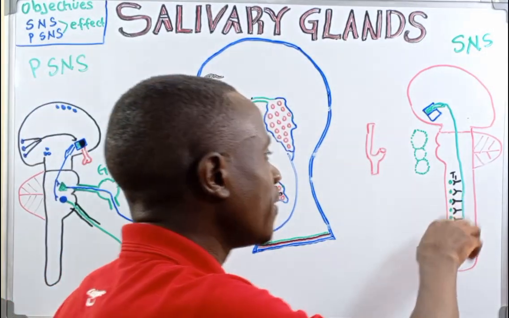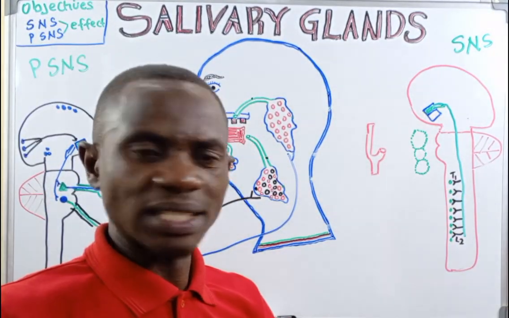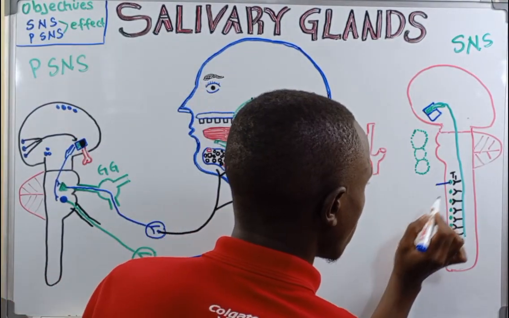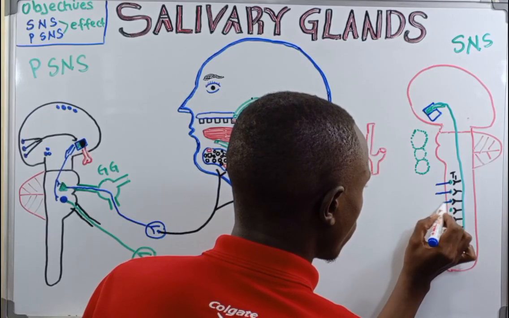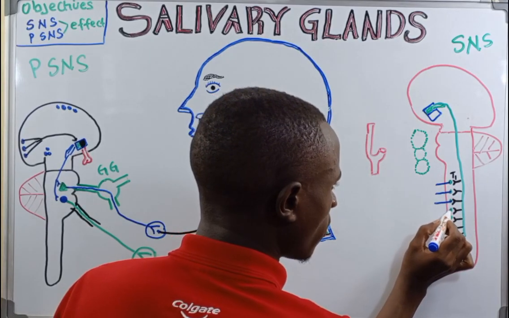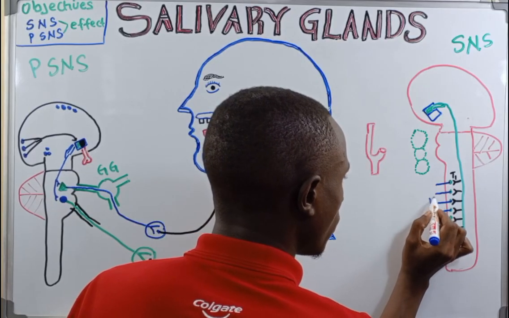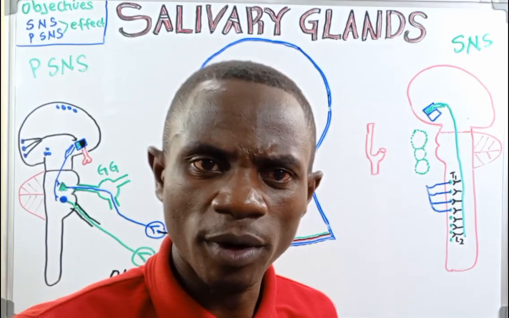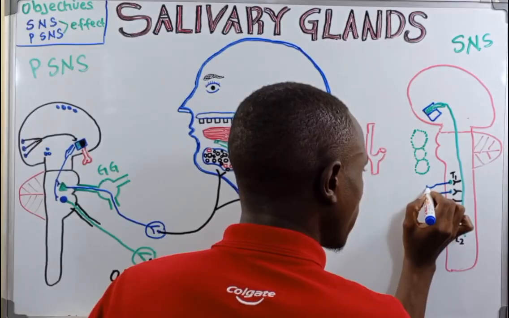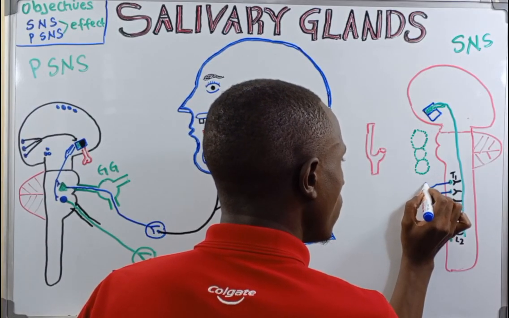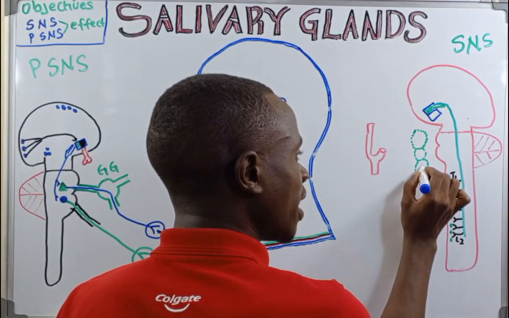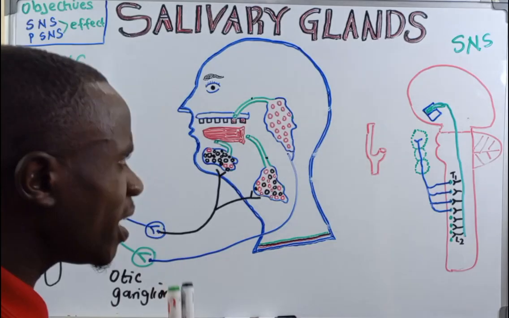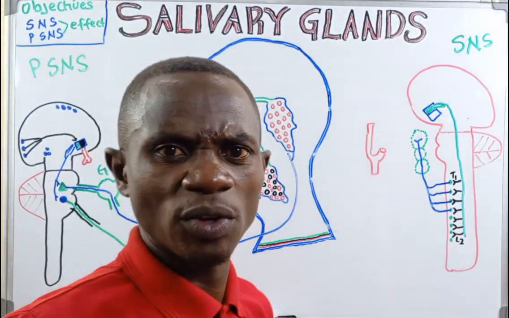So now we have the preganglionic motor fibers coming generally from T1, also from T2, also from T3, and even a little part from T4. They come and pass through the sympathetic chain ganglia. They are not going to synapse, okay? Now, these preganglionic motor fibers of the sympathetic nervous system move up and pass through the inferior cervical ganglion, the middle cervical ganglion, and then the superior cervical ganglion. In the superior cervical ganglion, this is where these fibers terminate.